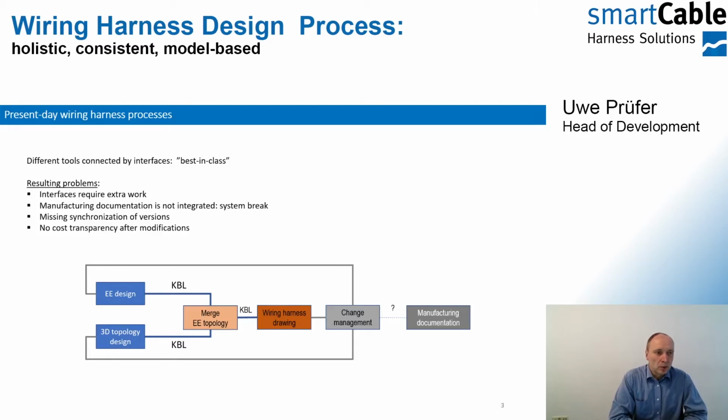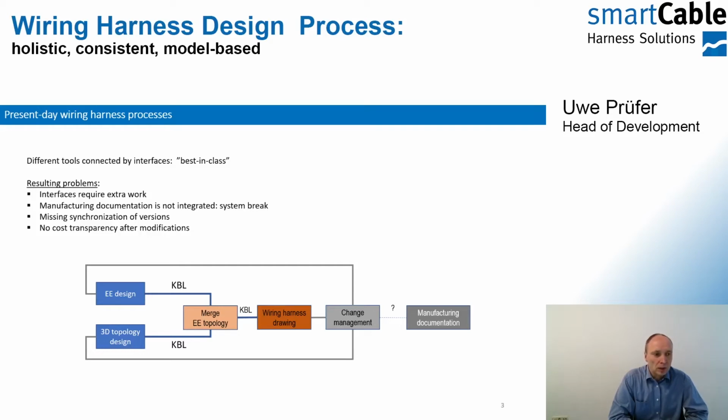The wiring harness process is complex and will grow even more complex with new requirements. In today's processes, different tools are used in various design phases. The tools communicate with one another via interfaces. The concept: use the best in class tool for each task. It sounds appealing, however, it endangers the efficiency of the total processes and implies the risk that the engineers are thinking only locally.